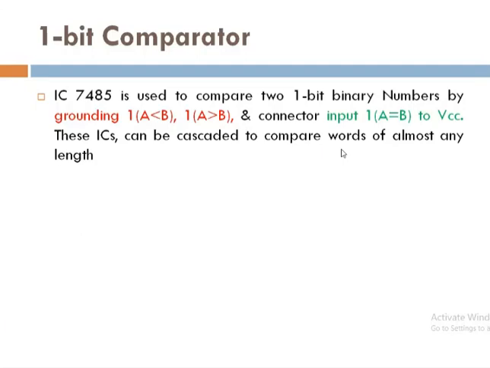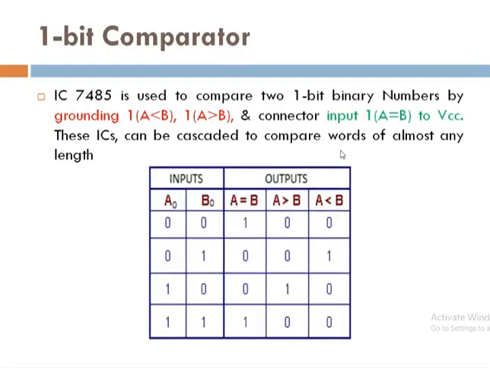Now again, it's an example of a combinational circuit. So the first thing for a combinational circuit is you have to design the truth table. Now this is the truth table for your 1 bit comparator. Here you can observe in this truth table, the inputs are 1 bit of A and 1 bit of B.